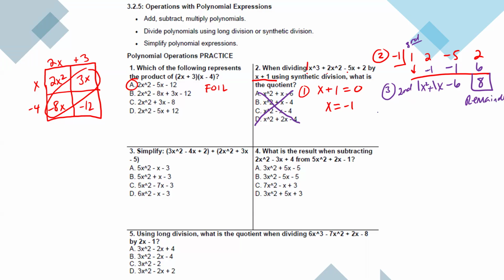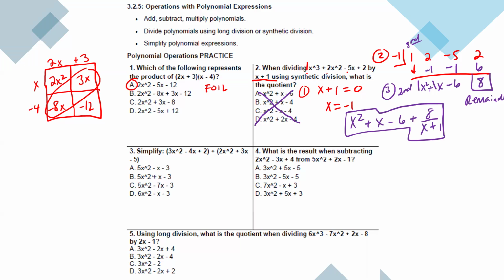So when I write this as a quotient, my final quotient would be x squared plus x minus 6. And I have a remainder of 8, okay? When we write a remainder, we're going to write it as a fraction. So your remainder is 8 out of what I initially divided, which was x plus 1. So this would be the exact correct answer. The beginning piece is my quotient, and this is my remainder.